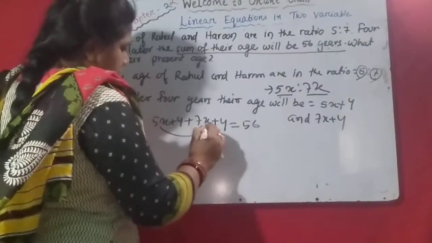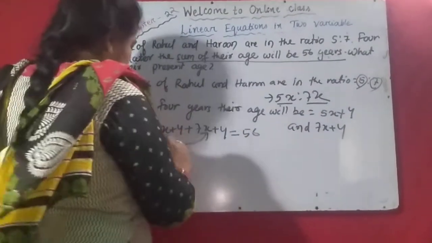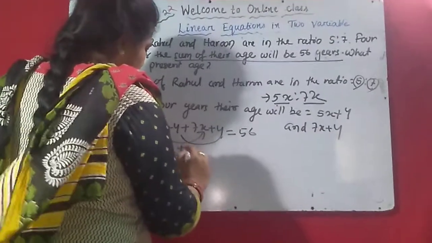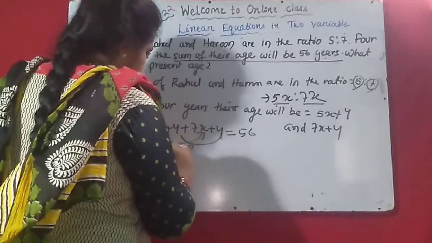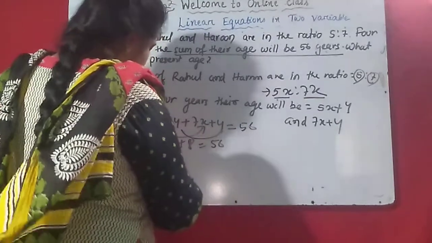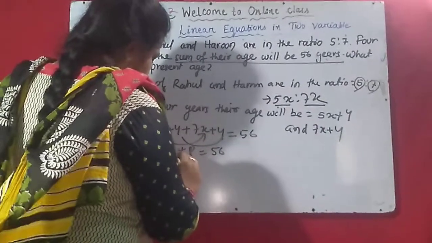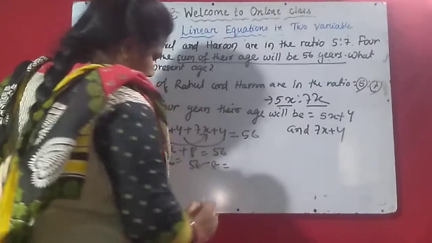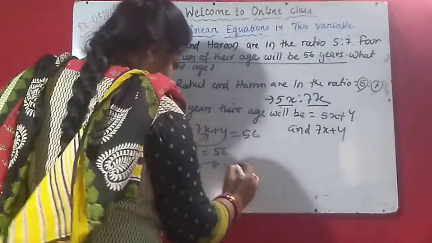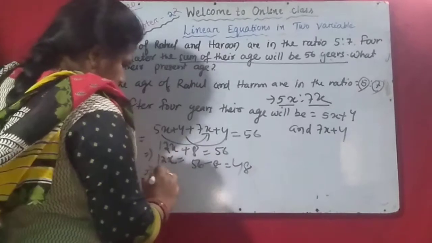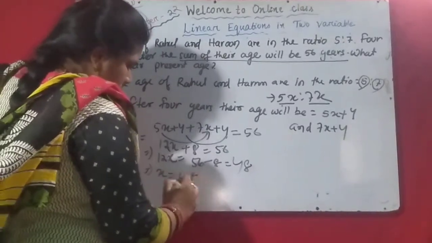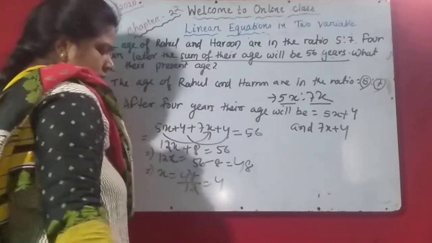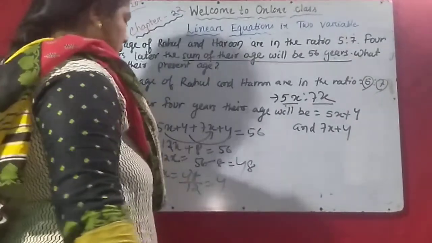So 5x plus 7x is how much? 12x. 4 plus 4 is 8. Equal to 56 years. So 12x equals 56 minus 8, which is 48. x equals 48 by 12. 12 fours are 48. So x equals 4.